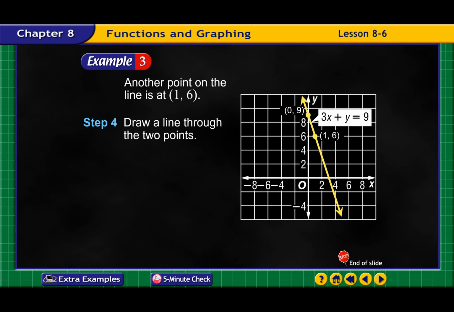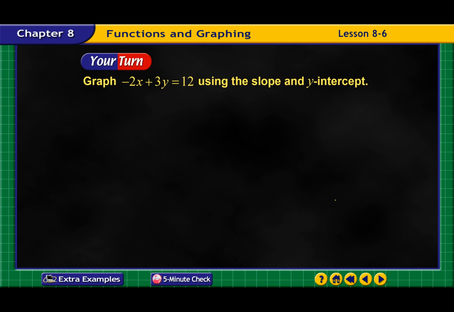You could have done a third one down a little further, and a fourth one would have been like that if you'd really wanted. All right, your turn. Graph these. Go.